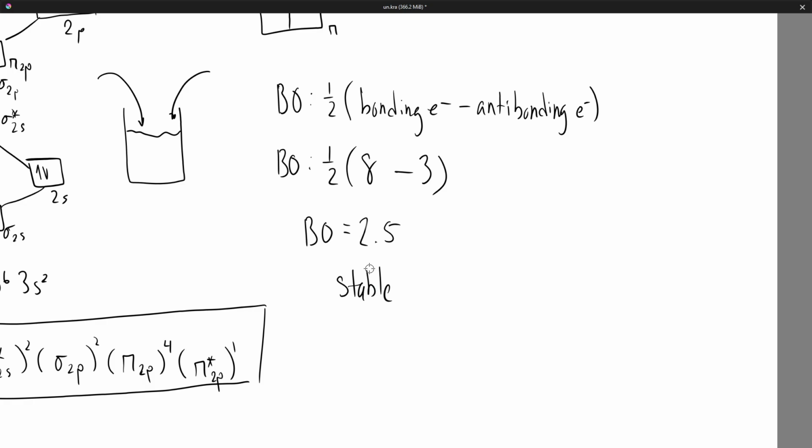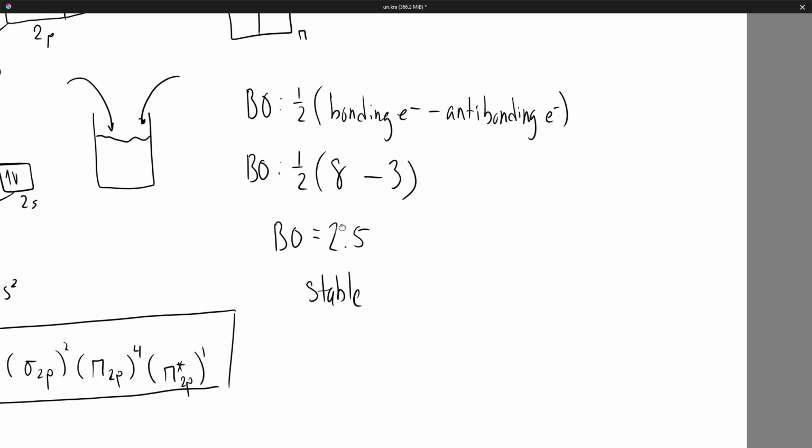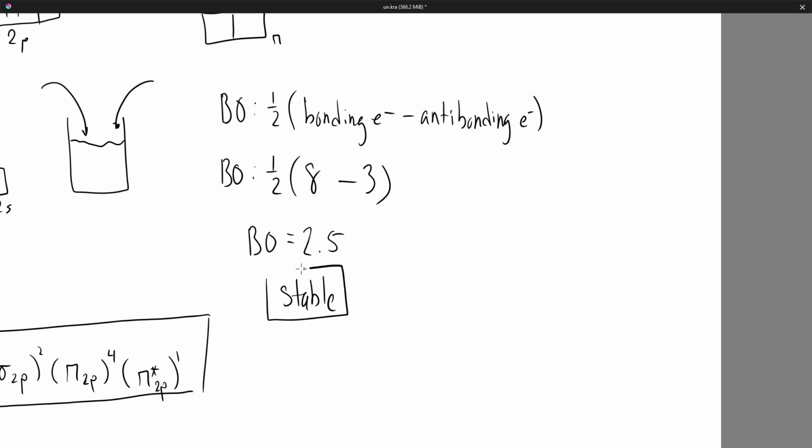Either the bond order has to be greater than 0 or greater than 1. I think it's 0, but you guys can check me on that.